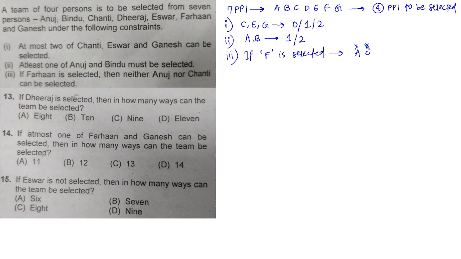So question number 13 deals with how many teams we can form. Again, question number 14 and 15, all 3 questions deal with how many teams we can form. So depending on these 3 conditions, how many teams we can form, let's calculate that. And then depending on the conditions given in the individual questions, we can shortlist our teams. So over here, if F is selected, then we can eliminate 2 of them.